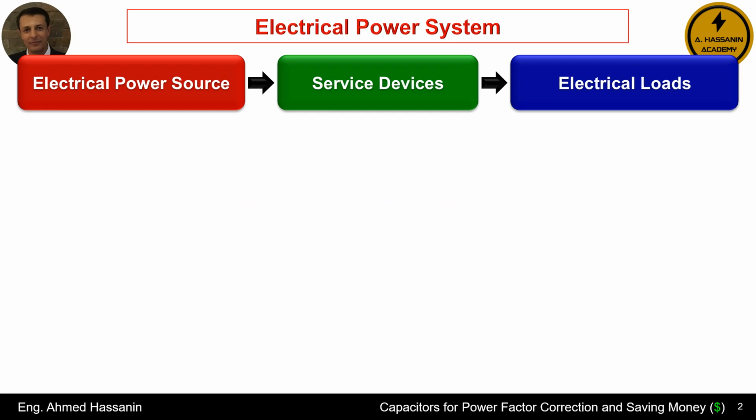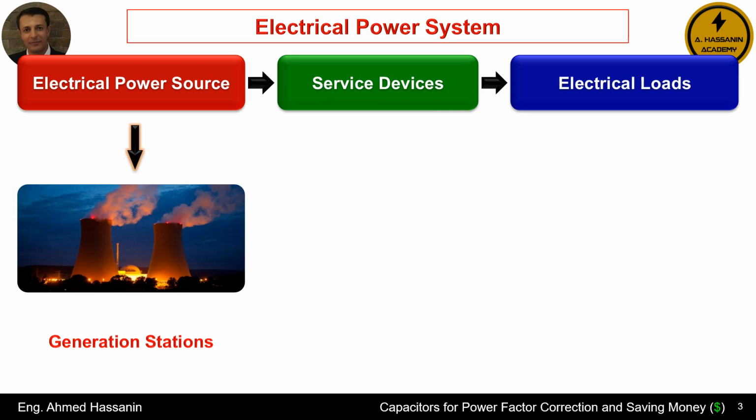1. The electrical power source. 2. The electrical service devices or equipment. 3. The electrical loads. The main source of electrical energy, or the electrical power source, is the generators, or more generally, the generation stations or power stations. These stations supply or feed various electrical loads with electrical energy or voltage.